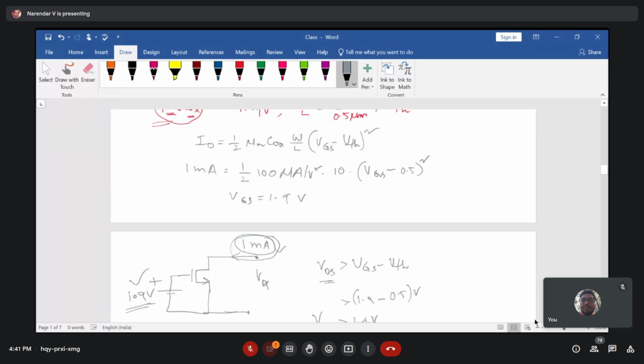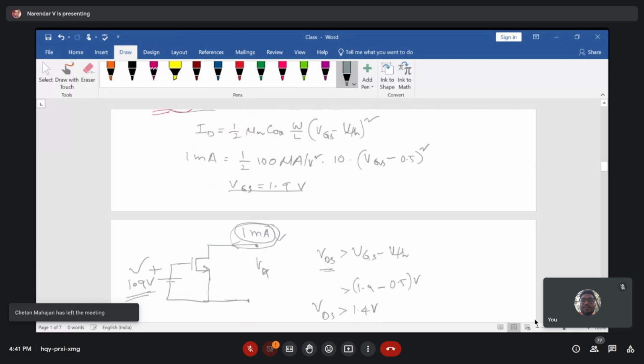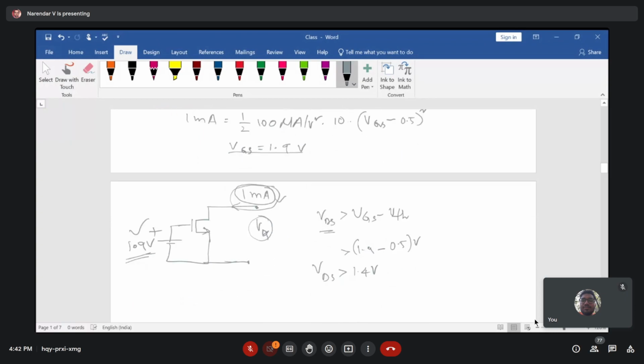Okay, how have we started to design? We extracted some of the device parameters which are given to us, along with the current which is required. So we first extracted the VGS value and connected it between the gate and source terminals of the MOS transistor, and we ensured that the VDS value is higher than 1.4 volts, then this device acts as a constant current source.